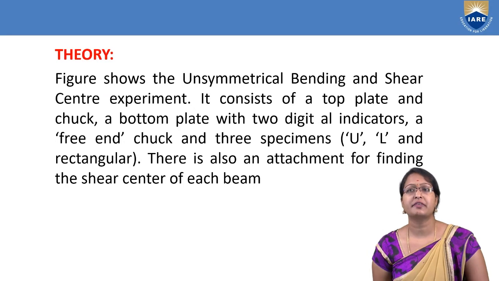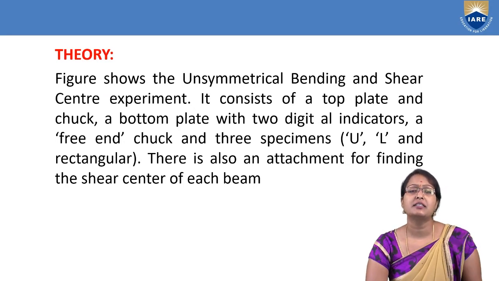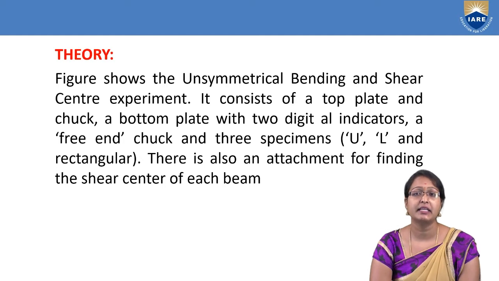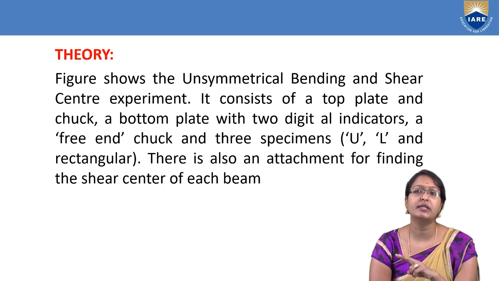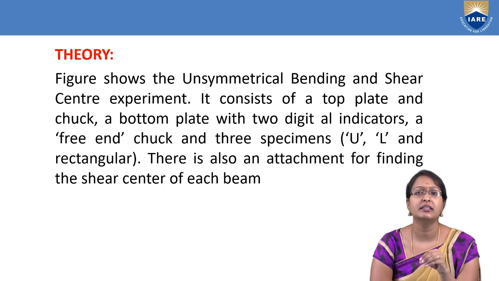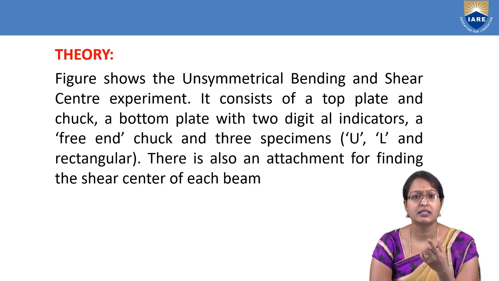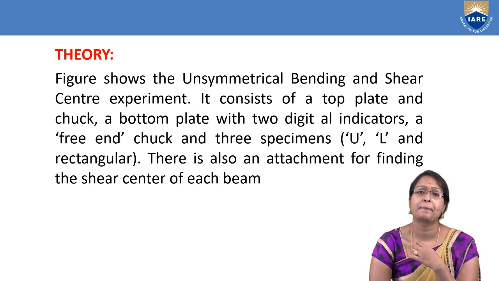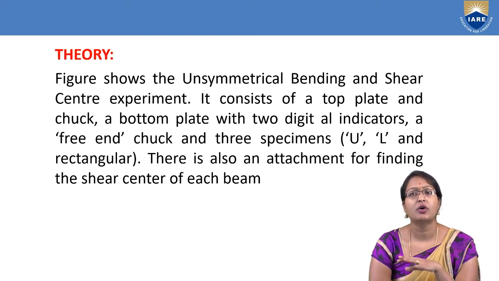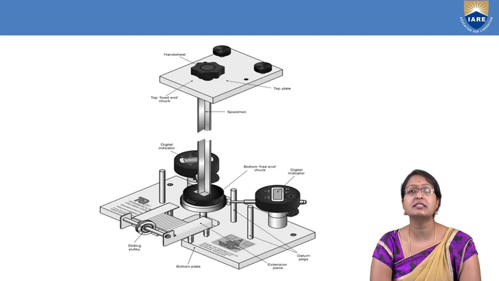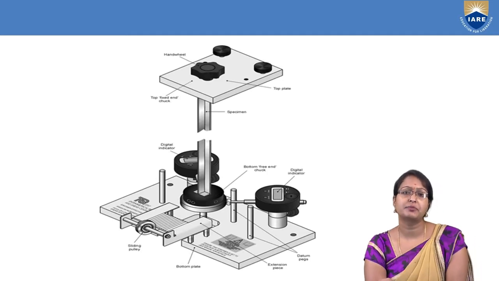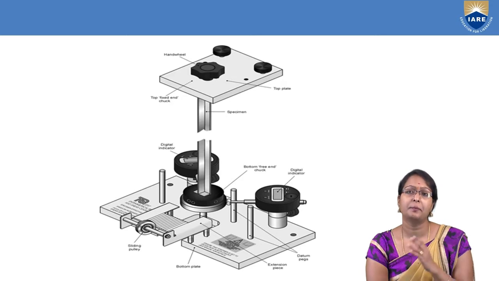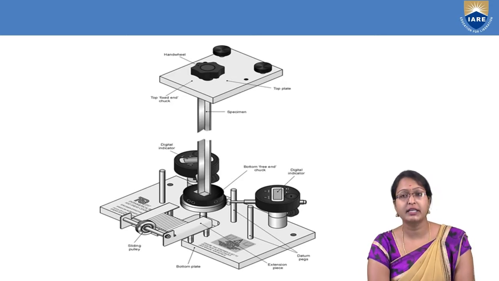Coming to this, the unsymmetrical bending and shear center experiment consists of a top plate and a chunk, a bottom plate with two digital indicators, a free end, chunks, and three specimens, that is U, L, and rectangular one. Considering any one of these, we are going to find the closed section. There is also an attachment for finding the shear center of each beam. This is the experiment setup where we are going to place our beam in these chunks by loosening the chunks.